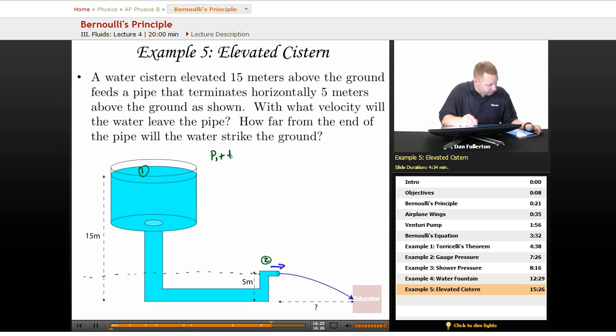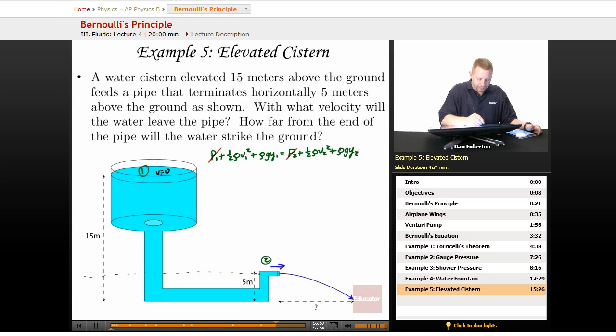Bernoulli's equation: P1 plus 1/2 rho V1 squared plus rho g y1 equals P2 plus 1/2 rho V2 squared plus rho g y2. All right, as we look at that, some simplifications we can make. P1 is open to atmosphere. P2 is open to atmosphere. They'll have the same pressure. We can subtract those out of both sides.